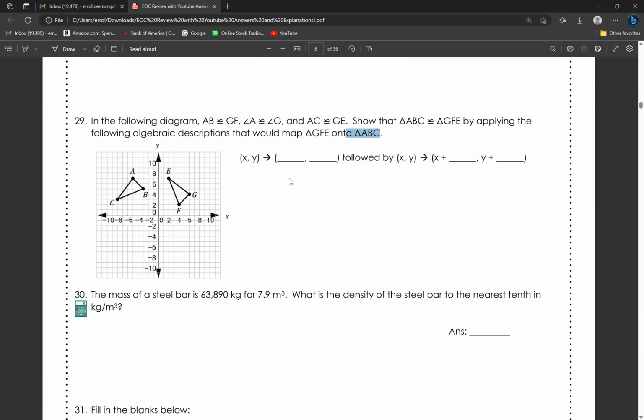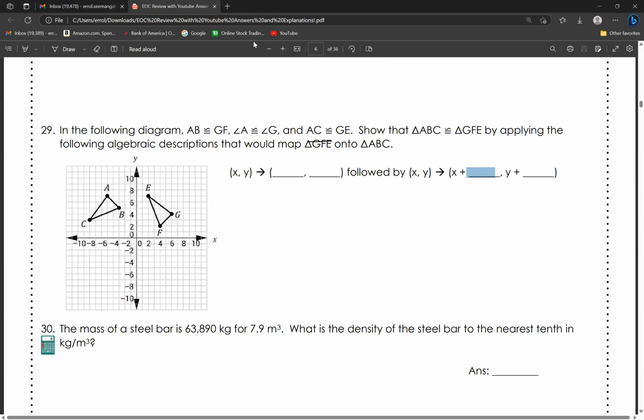Okay, so what they're saying is XY to something, followed by XY to something. So all that means is, let me get the pen up. All that means is, which one's the first one? The first one is GFE. So GFE is this one right here on the right. So basically, how are we taking this one on the right and how's it becoming this one on the left? What are we doing to the X and Y coordinates? You're flipping it, kind of like transforming it. We're doing a couple things, right?